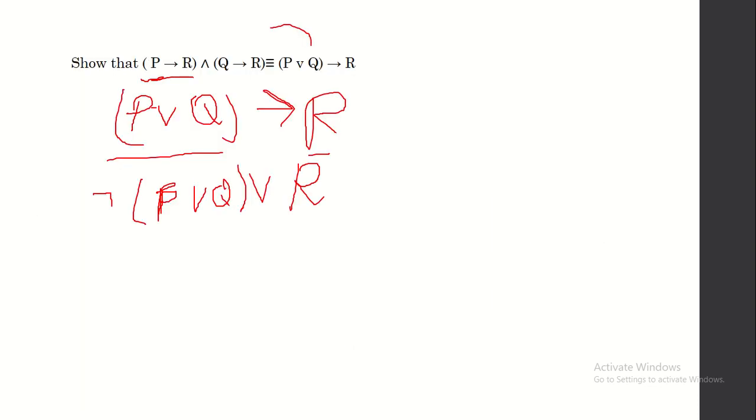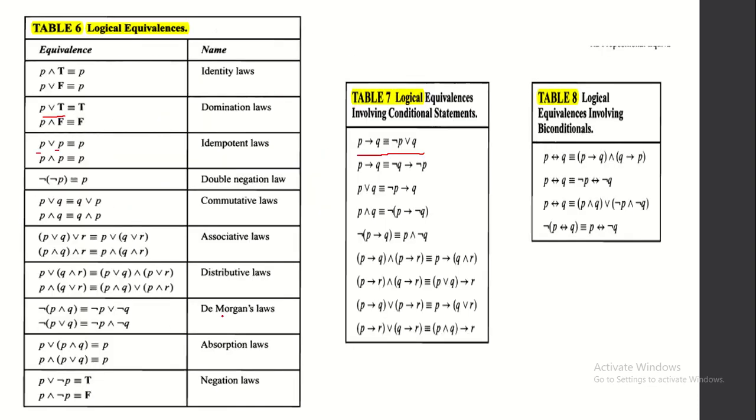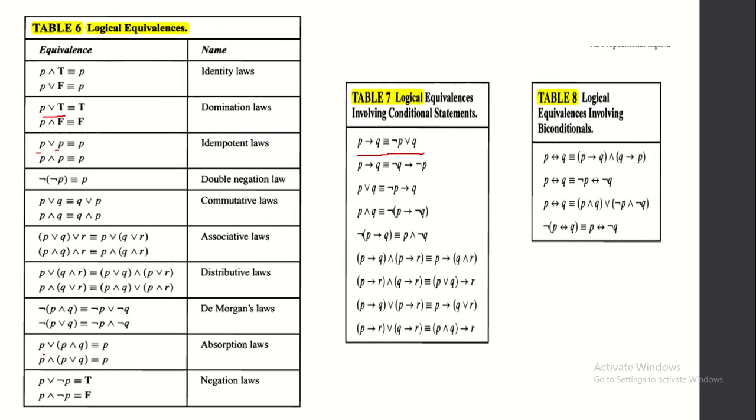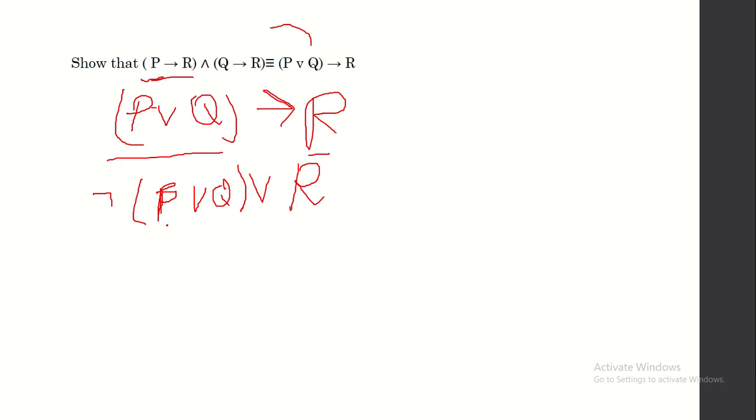After that we will use De Morgan's law. You can see that here is not (P or Q), right? So we can use this De Morgan's law, where not (P or Q) is equivalent to not P and not Q, right? So we can write this part as (not P and not Q), and then this part or R, right?